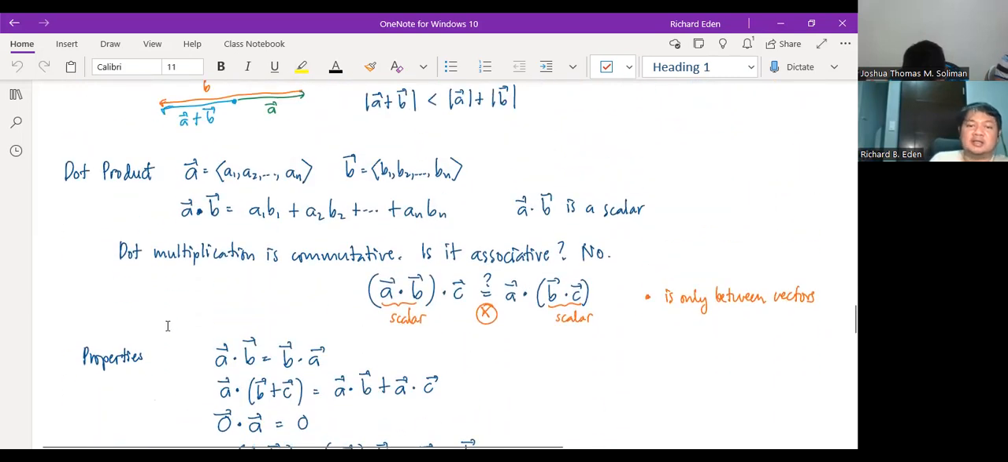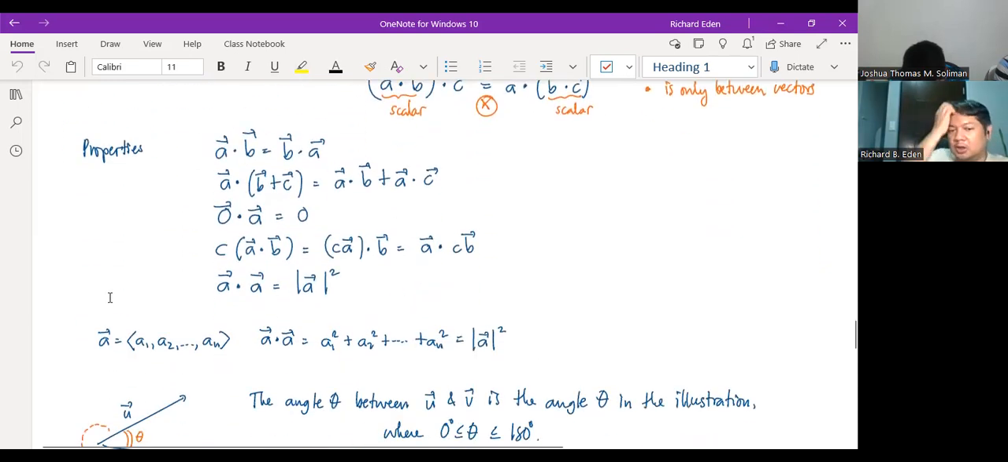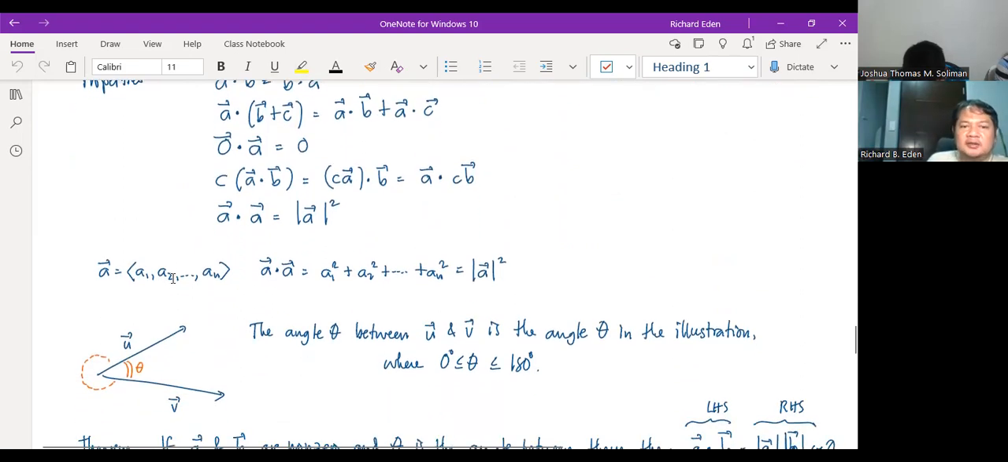The dot product is a particular way of finding the product of two vectors. There's another product, the cross product, which we're gonna look into. Okay. Some nice properties of the dot product. Well, there's one. A dot A is no different from the square of the length of the vector A.